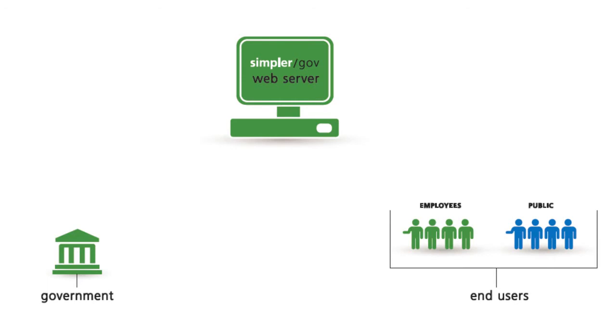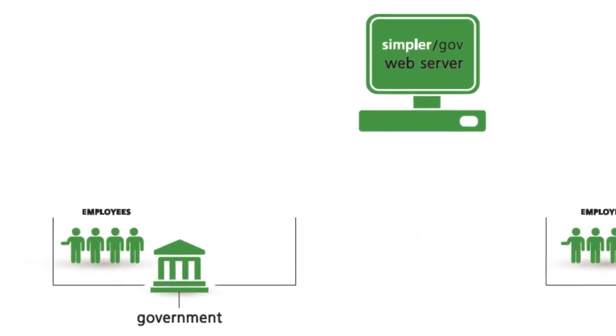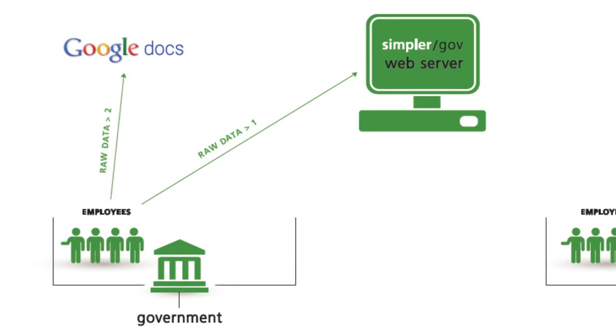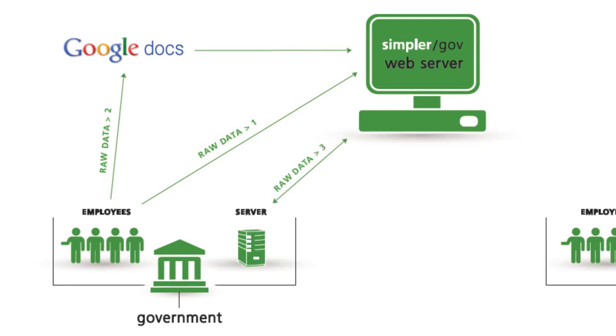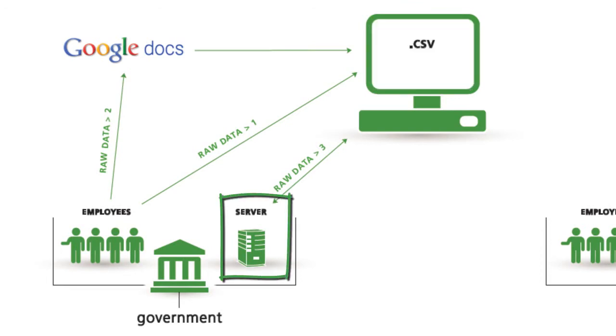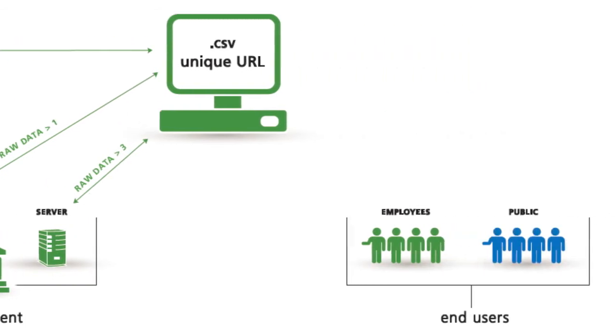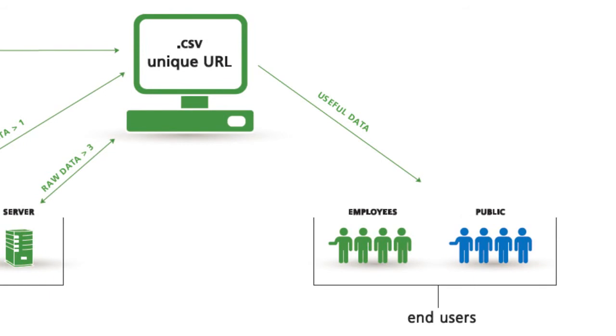First, raw data gets uploaded to the web server in one of three ways. It's either uploaded manually to the Simplergov server in an Excel doc or CSV file, uploaded manually to a third party such as Google Docs, where it can be directly accessed by the server, or a dynamic link to the live data can be created between the web server and the internal data source, which may be in SQL Server, Oracle, and so on. Whichever of the three routes a dataset takes to the server, it gets assigned a unique URL.